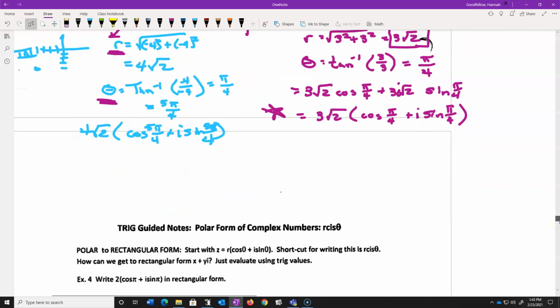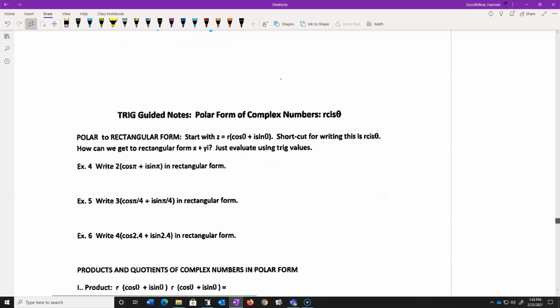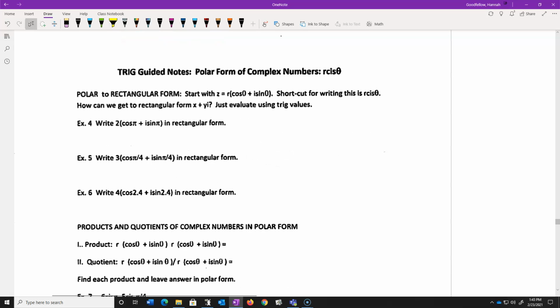Now, on to the second page. How would you go the other direction? How would you go instead of from rectangular to polar? You would go back from polar to rectangular. This is actually a little bit easier, even in my opinion. You just evaluate the function altogether and you get the rectangular form.